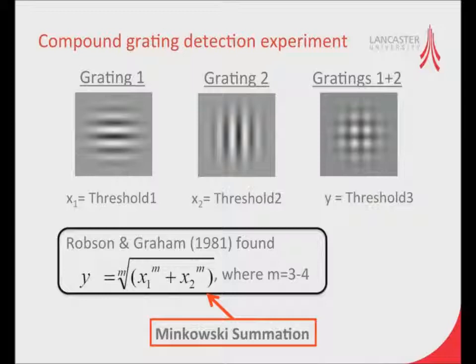Okay? So if you take this threshold, you raise it to a value between 3 and 4, and then you take this threshold, you raise it to a value between 3 and 4, and you take the 3 and 4th root, then you can generate a pretty good prediction of this threshold, okay, which is pretty cool. And this is called Minkowski summation.